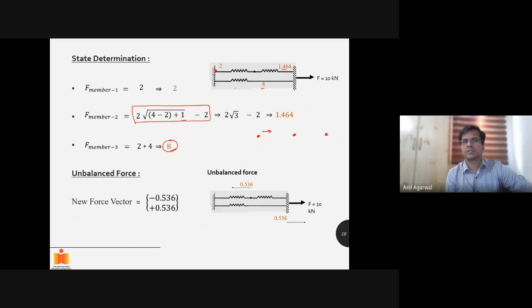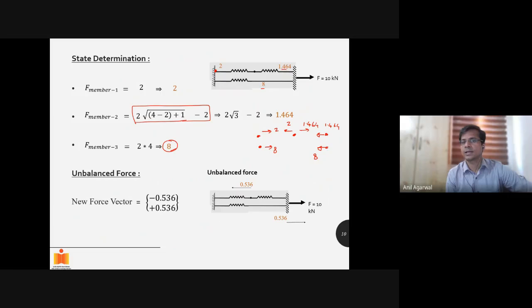From the first spring, the force of 2 is acting. From the third spring, the force of 8 is acting. But that doesn't matter, because this can absorb whatever force you are applying. It's a fixed boundary condition. For the second node, a force of 2 is acting this way, and a force of 1.464 is acting this way. For the third joint, 1.464 is acting here, and a force of 8 is acting here.